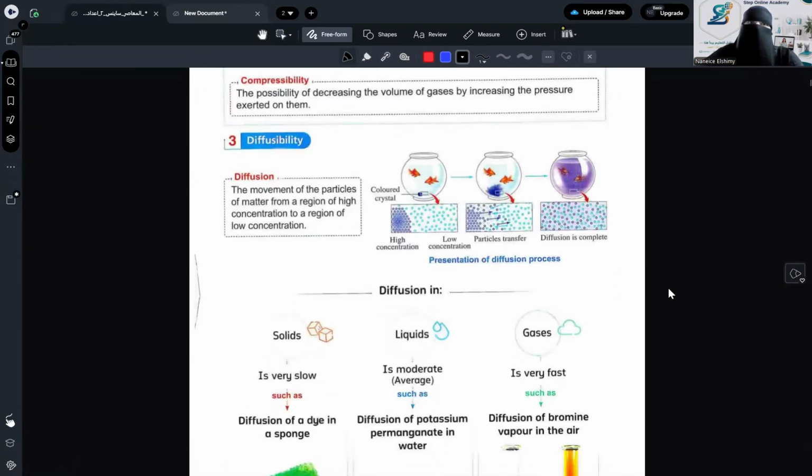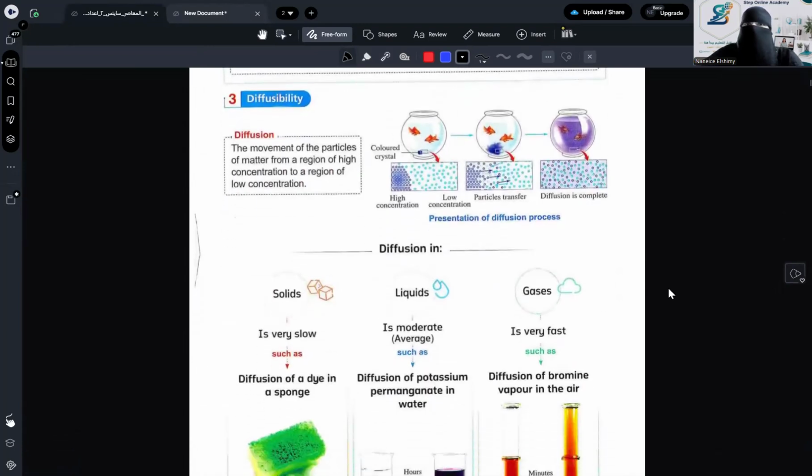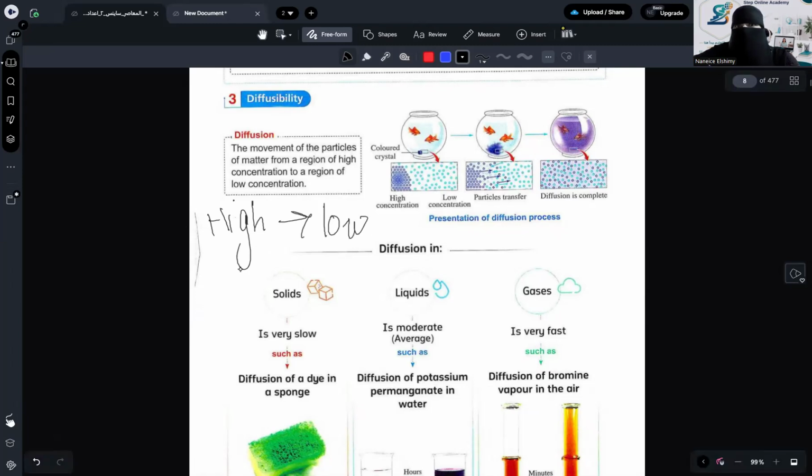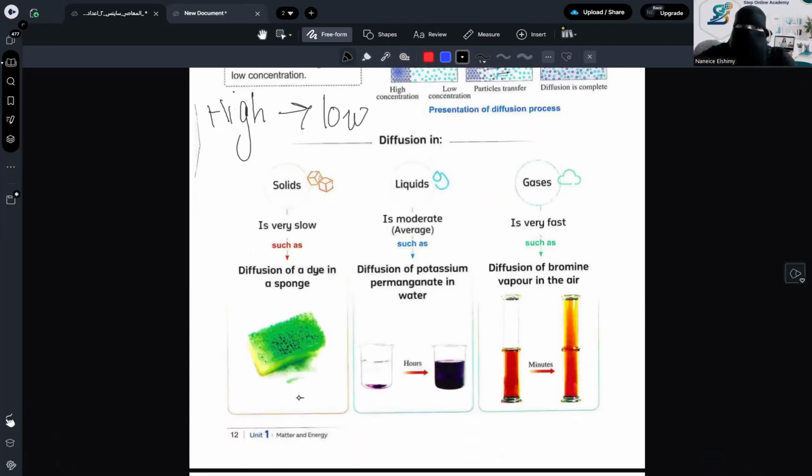And the last one is diffusibility. And diffusibility is the movement of the particles, okay? We said from, of course, one region to another, okay? And the diffusion occurs from the high concentration to the low concentration, okay? From the high to the low. If you get a sponge like here and we put a dye on it, we will find that it will spread very slowly, okay?